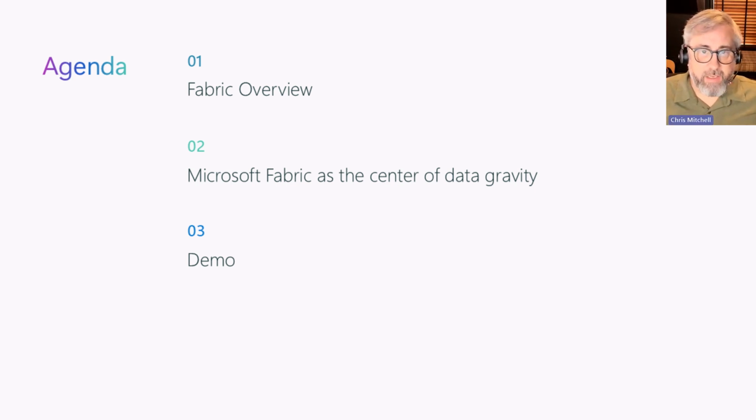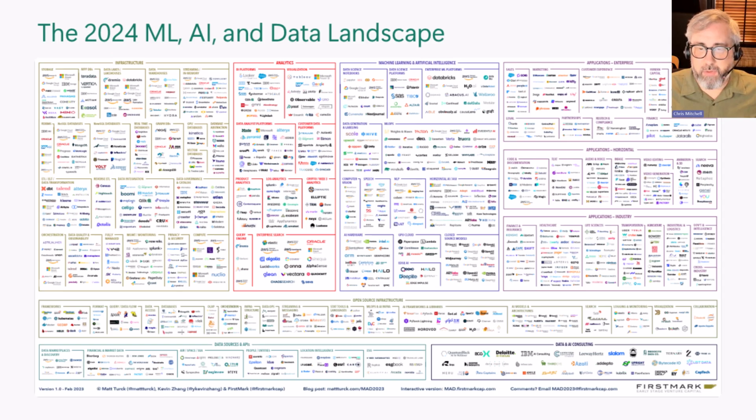Alrighty. Well, here's a quick agenda, but I don't like spending a lot of time talking about agendas, and you can see this is pretty basic. We're just going to do an overview. We're going to talk a little bit about some of the interesting business scenarios Fabric enables, and then we'll jump straight into a demo.